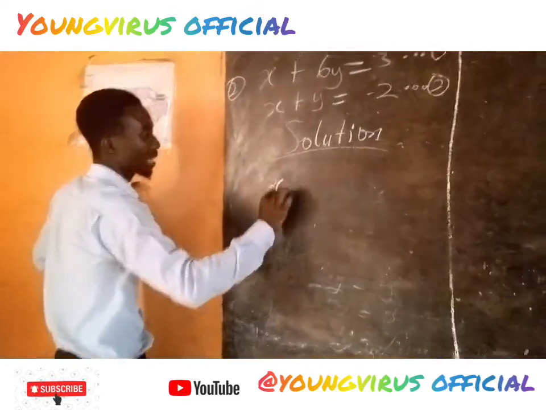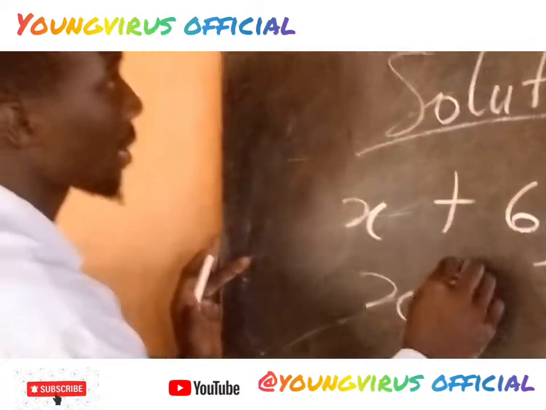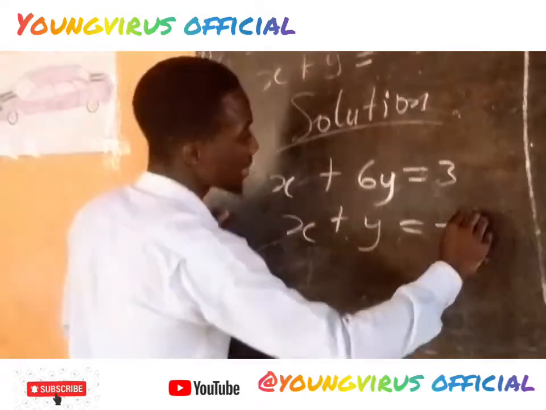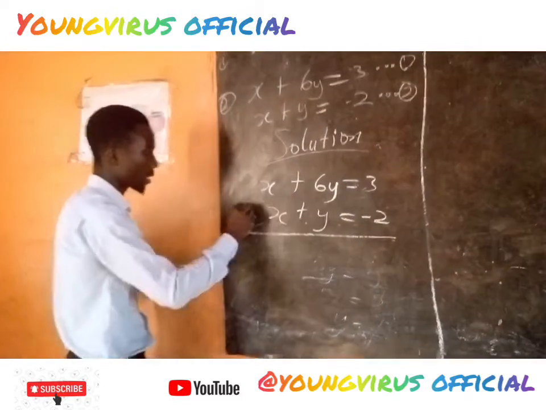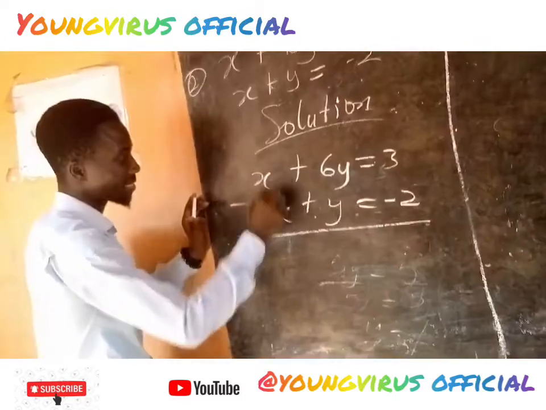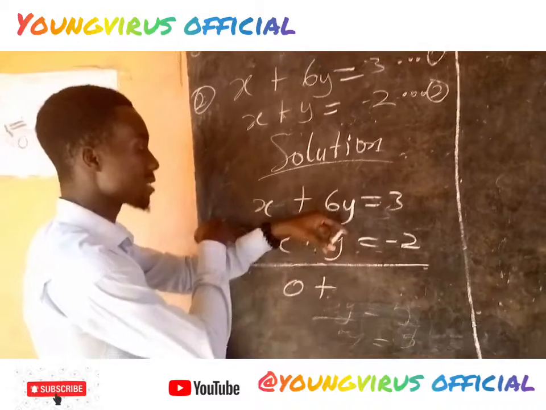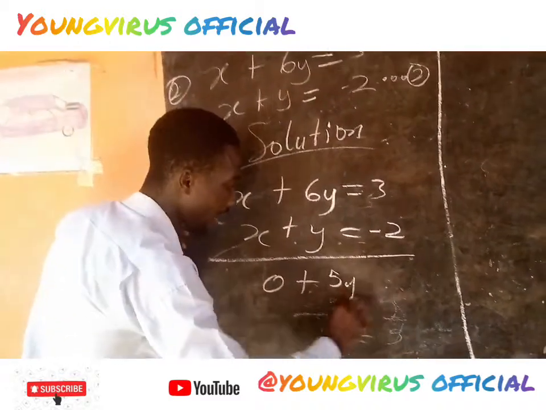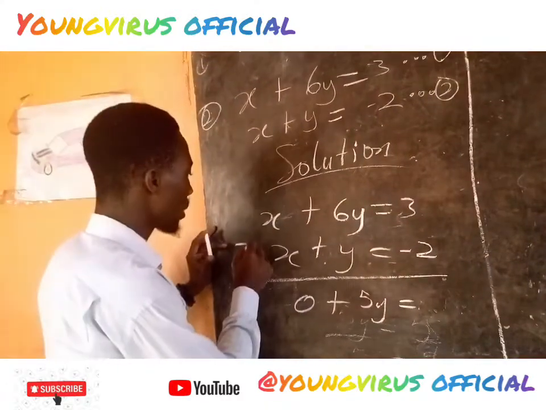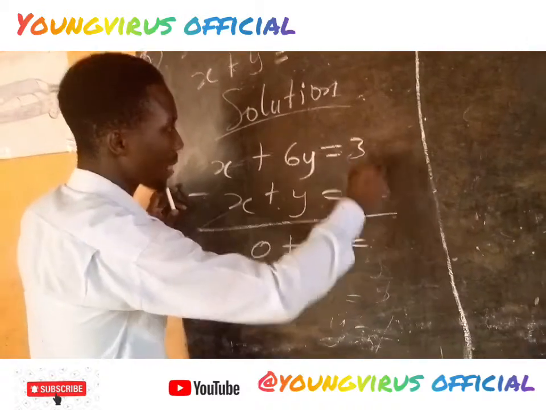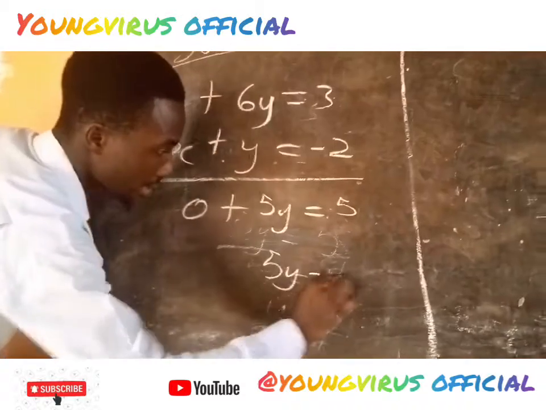So the second one, given a question like this, x plus 6y is equal to 3, then x plus y is equal to negative 2. What you have to do first is just subtract. Subtract it straight away. So x minus x will give us 0, plus, this sign here, because of the negative, will become minus. So 6y minus y, we're going to get 5y, is equal to, because of the same negative affecting a negative here, negative is giving us positive. So negative times negative is positive. So 3 plus 2 gives us 5. 0 will be out. 5y is equal to 5.